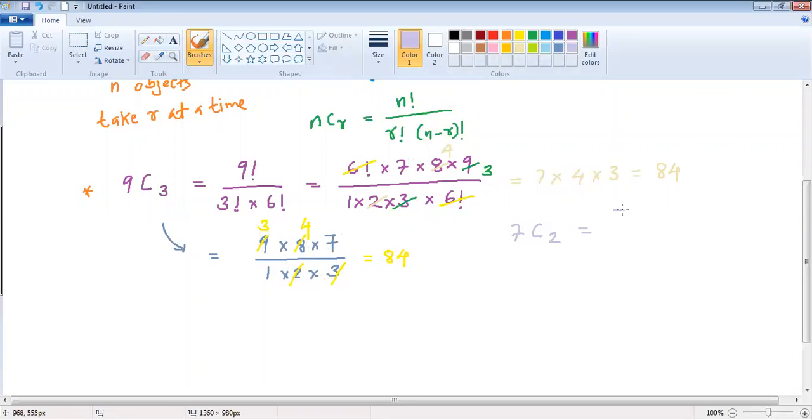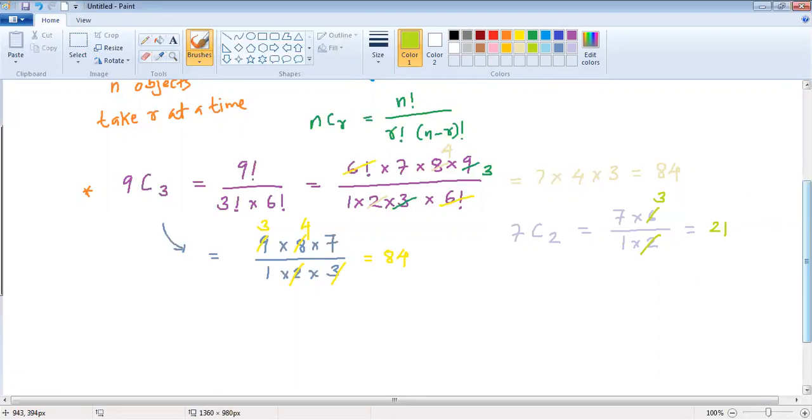So you have to start from 7, move 2 units backwards. So 7 into 6, divided by denominator, start from 1, move 1 unit, 2 unit up, 1 into 2. So 2 and 6 cancels, this is 3. So 7 into 3, which is equal to 21. So you can do that directly. That is one easiest method.